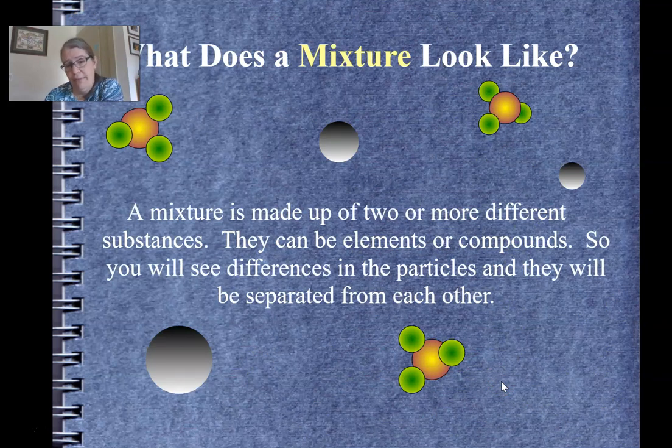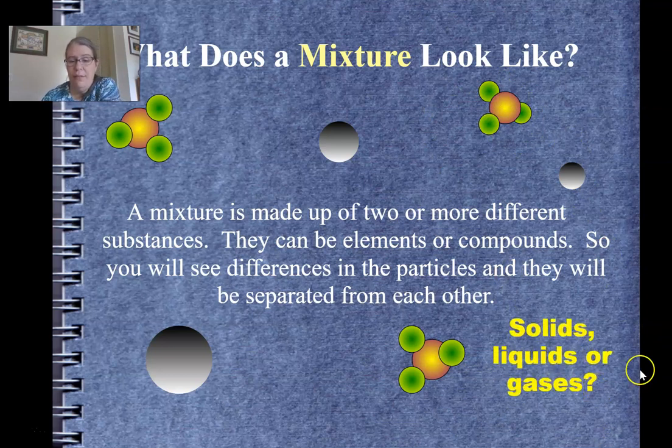Well, what would a mixture look like? If I have a mixture in a matter map, it's going to be made of two or more different substances. It could be two different atoms of elements. It could be two different compounds. So there will be differences in the particles, and they will not be overlapping each other like this in a compound. So here I have this one atom thing, which pretty much has to be an element, and this 3 to 1 thing that we've talked about being a compound.